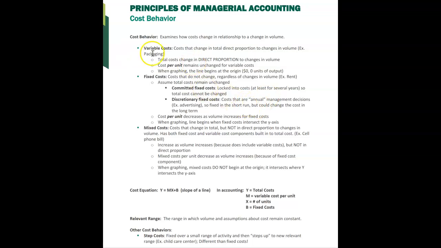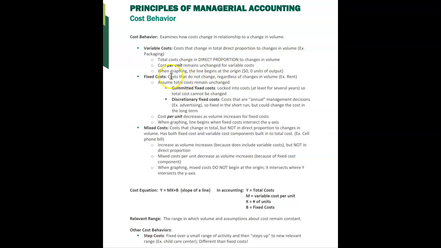So variable costs are costs that change in total in direct proportion to changes in volume, okay? Not per unit, but in total. So every time I've got another unit that we produce, I've got another unit of variable costs, and that total cost would increase, okay? The costs per unit remain the same, and we'll take a look at some charts that illustrate that.